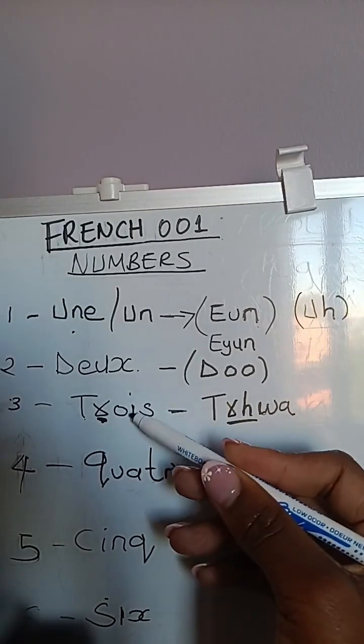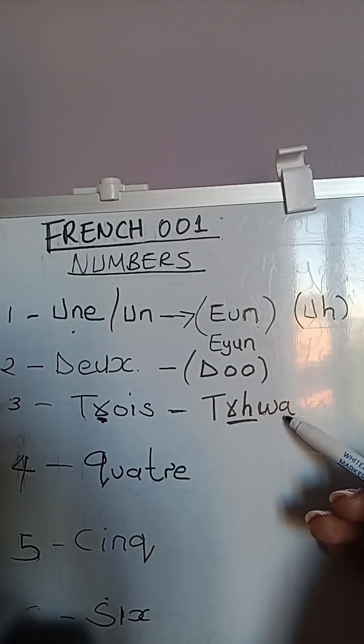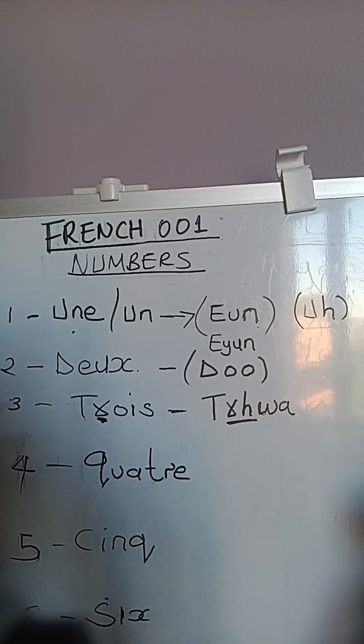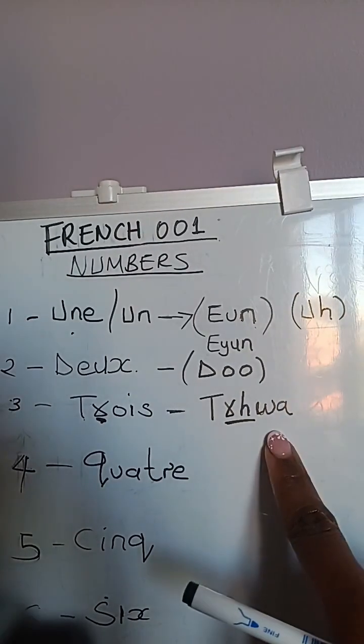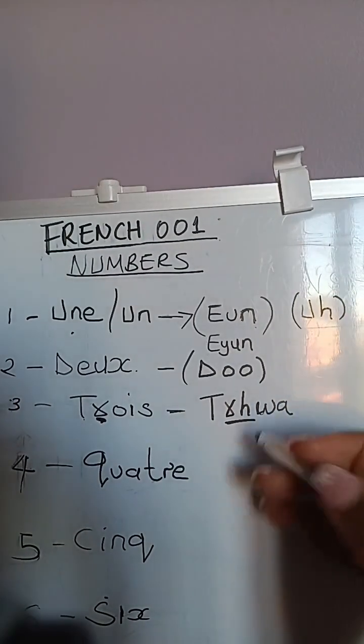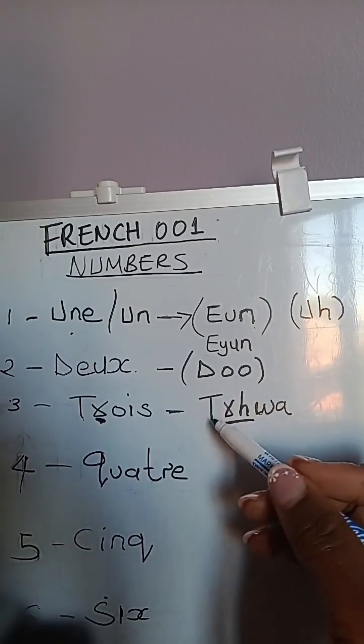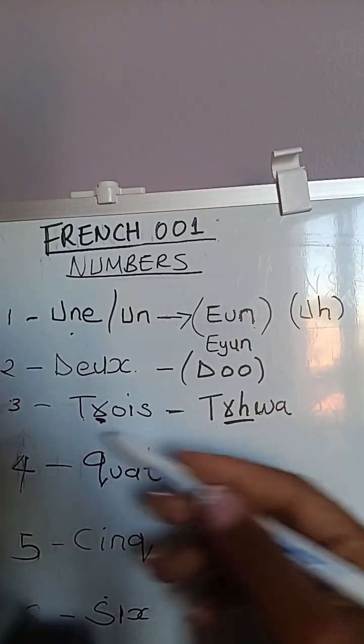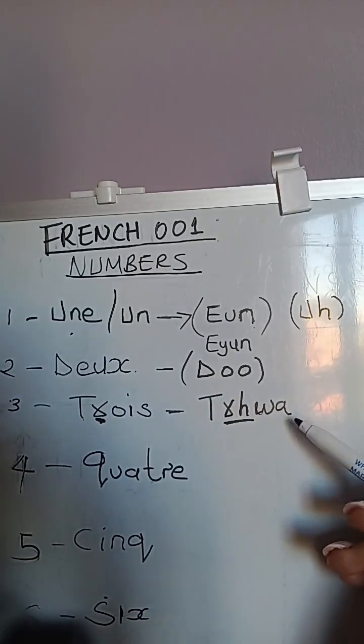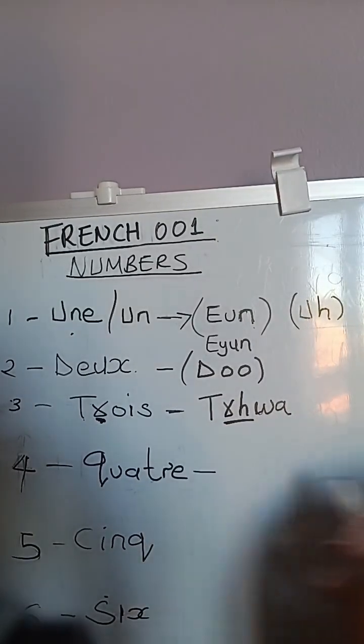Wa. O and I brings about the pronunciation wa. That is why people say French is kind of tricky, because whatever you write is totally different from whatever you speak. Trois. Okay. Who knows how we read 4?